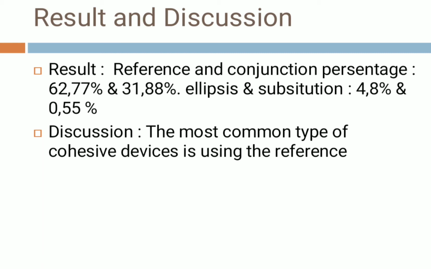62.77%. Conjunction is 352 times or 31.88%. Ellipsis is 53 times or 4.8%, and substitution is 6 times or 0.54%. The discussion is meant to talk about the result, the effect, and how it relates.